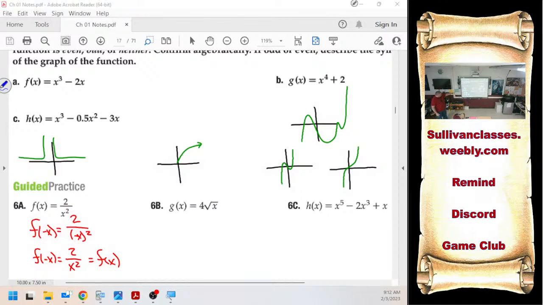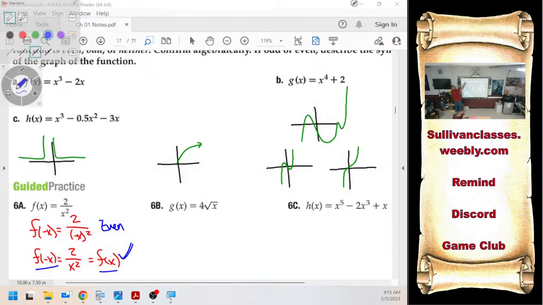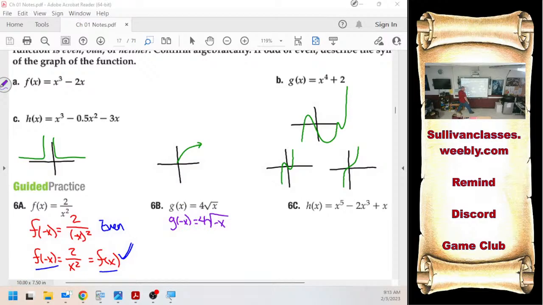But I have shown I plug in negative x, I get the exact same thing. This is even, because this equaled that. If I plug in, g of negative x is 4 root of negative x. So it's even if it's not from... Absolutely nothing. Odd, even, or neither. X just gets left out of there. Yep. X isn't special enough.